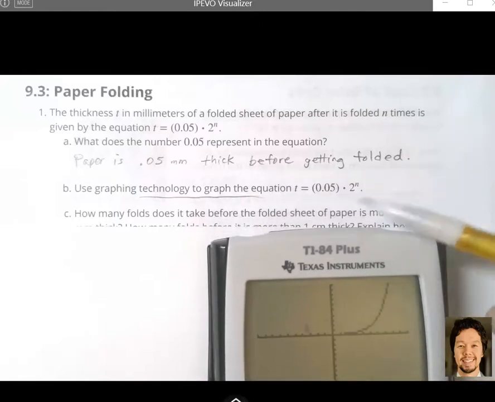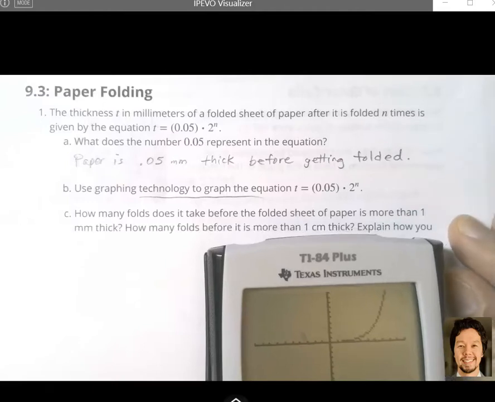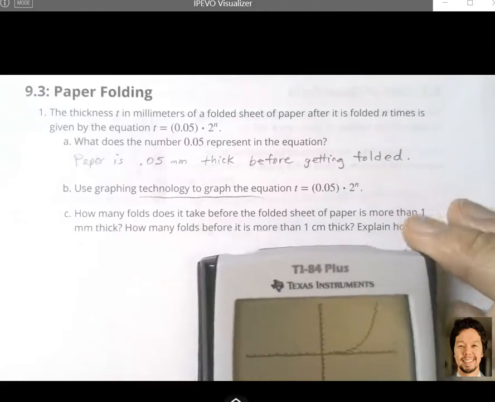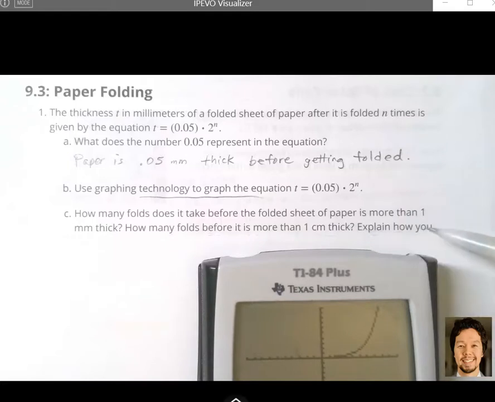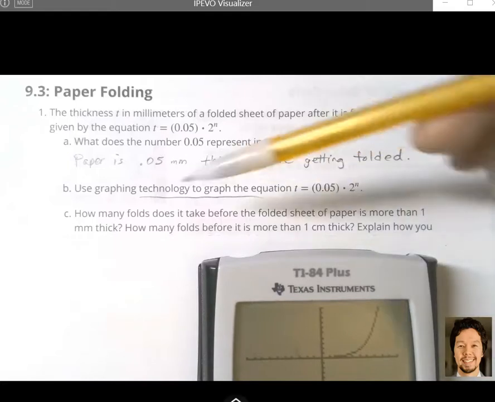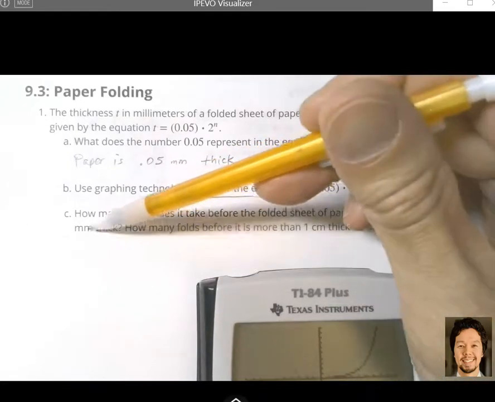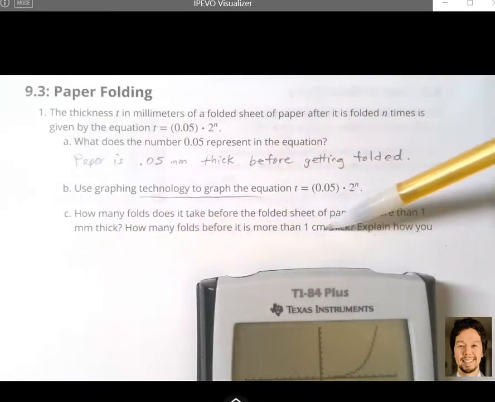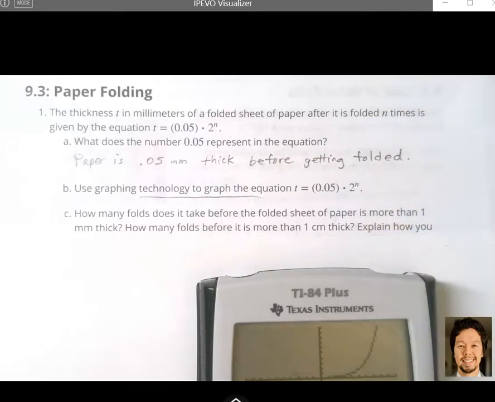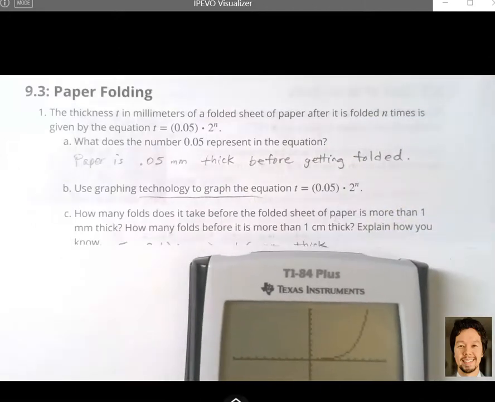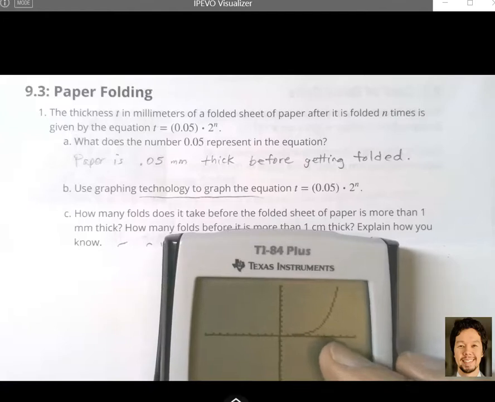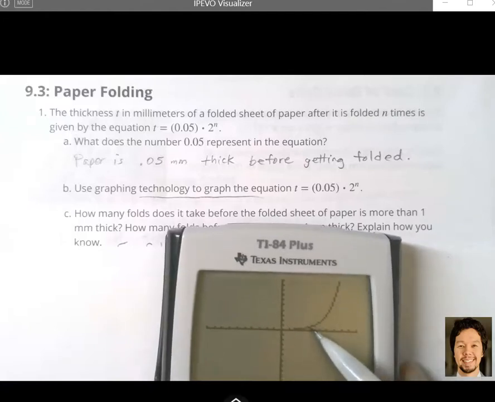How many folds does it take before the folded sheet of paper is more than 1 millimeter thick? How many folds before it is more than 1 centimeter thick? Explain how you know. So let's keep in mind that the units did change. We went from millimeters to centimeters. We know that there are 10 millimeters in 1 centimeter. Let's keep that in mind. So how can we answer this question? Well, we could zoom in, we could trace. I prefer to go to the table.